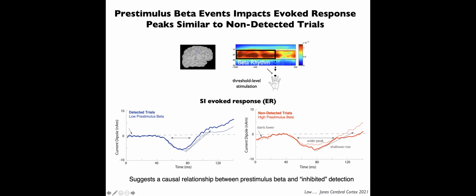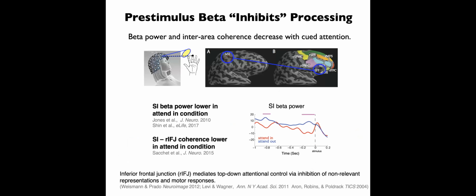And what we see is that when we have high pre-stimulus beta power, the evoked response starts lower, we get a wider peak and a shallower rise. And this is very consistent with what we see on non-detected trials. And similarly, for sorting over low pre-stimulus beta power in detected trials, which suggests that there's this causal relationship between beta rhythms and the evoked response that has a direct relationship to the inhibition of detection. We've seen several other pieces of evidence that suggest that beta rhythms are inhibiting processing.